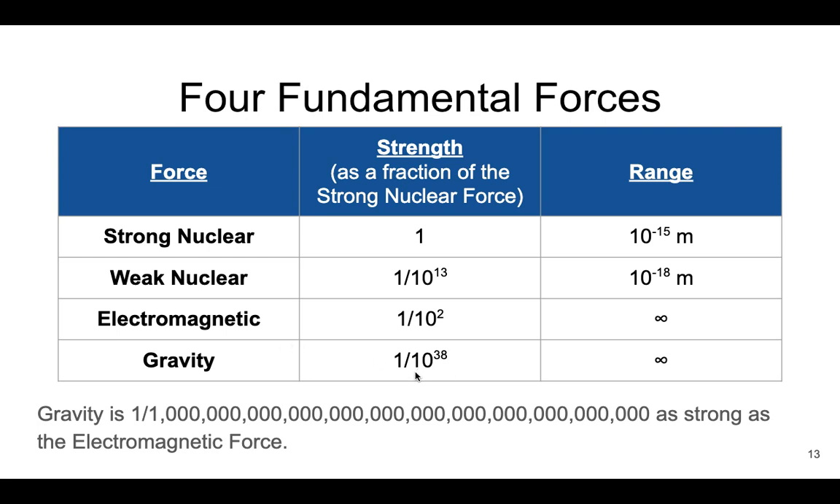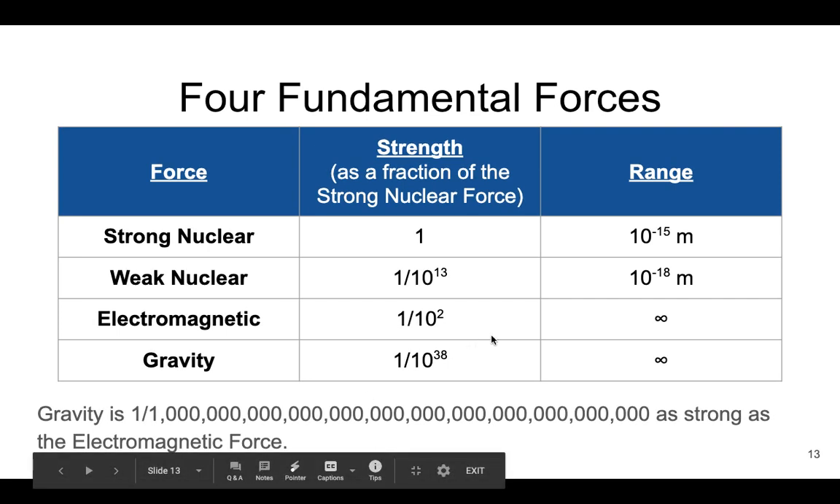So gravity is 1 over 100th of a millionth of a millionth of a millionth of a millionth of a millionth as strong as the strong force. So this is far and away the weakest force. And it's only this fraction as strong as the electromagnetic force. And its range is also infinite.